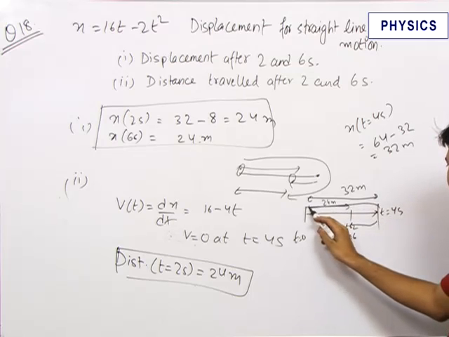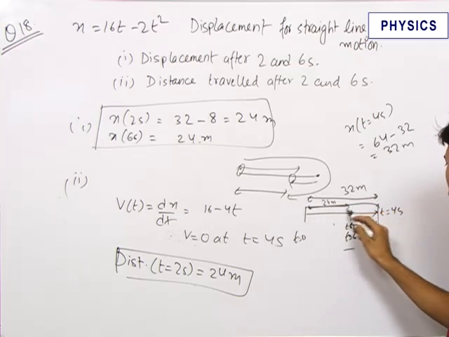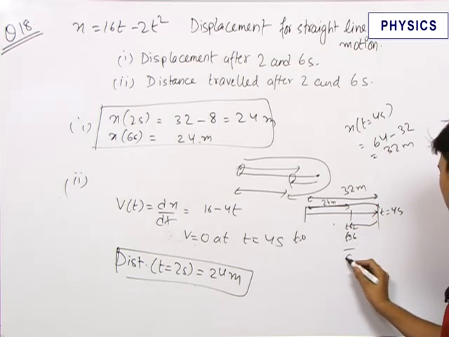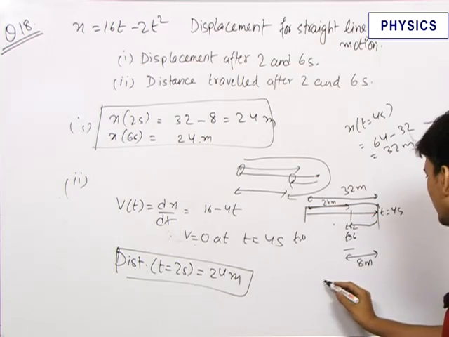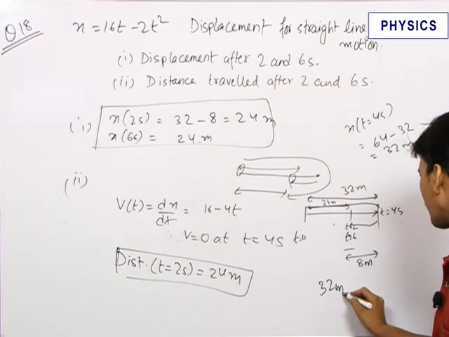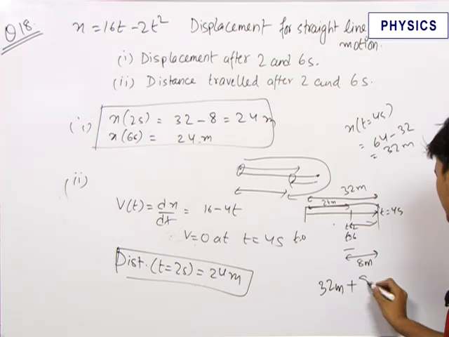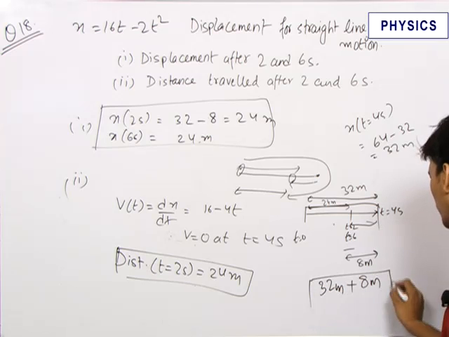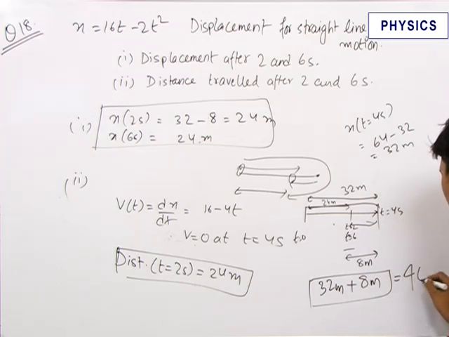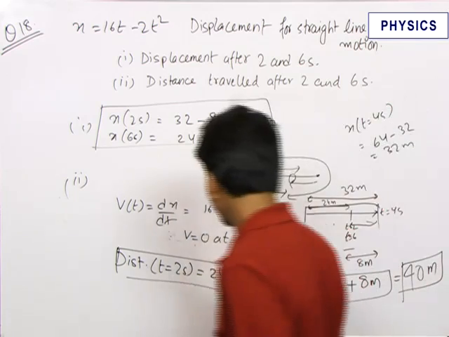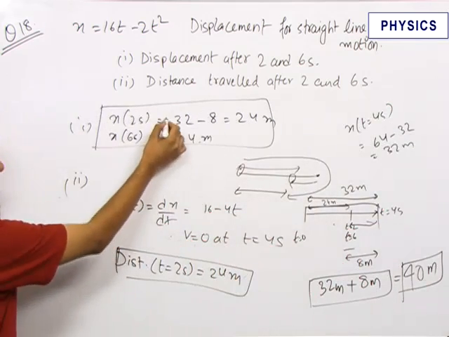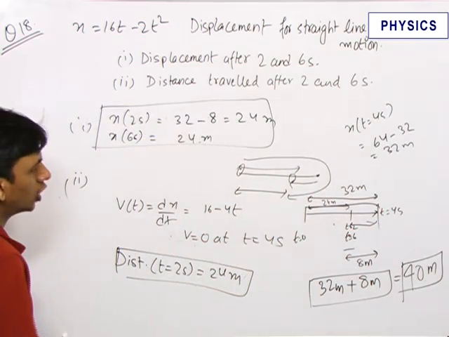So the distance travelled on the way back is 32 minus 24, that is 8 meters. So the distance travelled by the particle in 6 seconds is 32 meters plus 8 meters, that is equal to 40 meters. The distance travelled by the particle in 2 seconds is 24 meters, and the displacement of the particle in 2 and 6 seconds is both 24 meters.